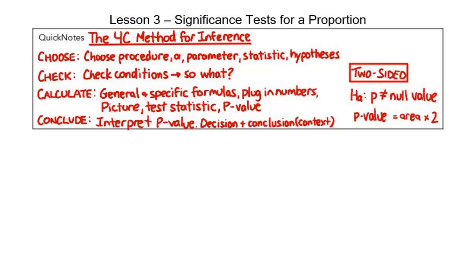Then when you conclude, you have extra steps to do here versus the confidence interval. You have to interpret what that p-value means in context, and you have to make a decision and wrap things up. So you either reject or fail to reject, and why. You do or do not have convincing evidence.